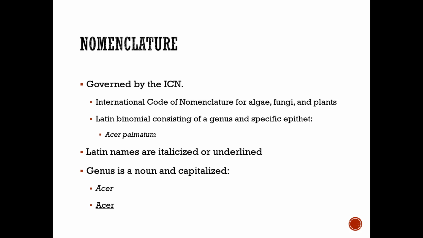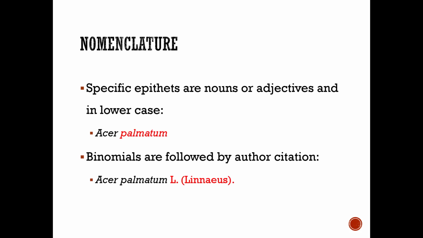Genus is a noun and is capitalized. And you can see here it's either italicized or underlined. Specific epithets are nouns or adjectives in lowercase. Palmatum is the specific epithet here. And binomials are followed by an author citation you'll see quite often. So Acer palmatum was classified by Linnaeus.